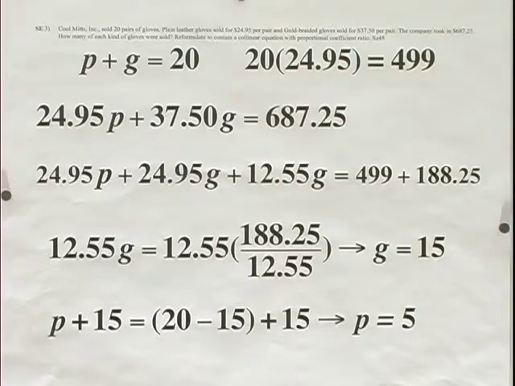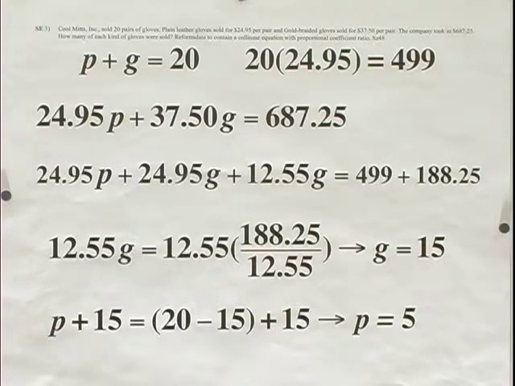The problem is Cool Mitts Incorporated sold 20 pairs of gloves. Plain leather gloves sold for $24.95 per pair. Gold braided gloves sold for $37.50 per pair. The company took in $687.25. How many of each kind of glove were sold? So we're going to reformulate to contain a collinear equation with proportional coefficient ratio.